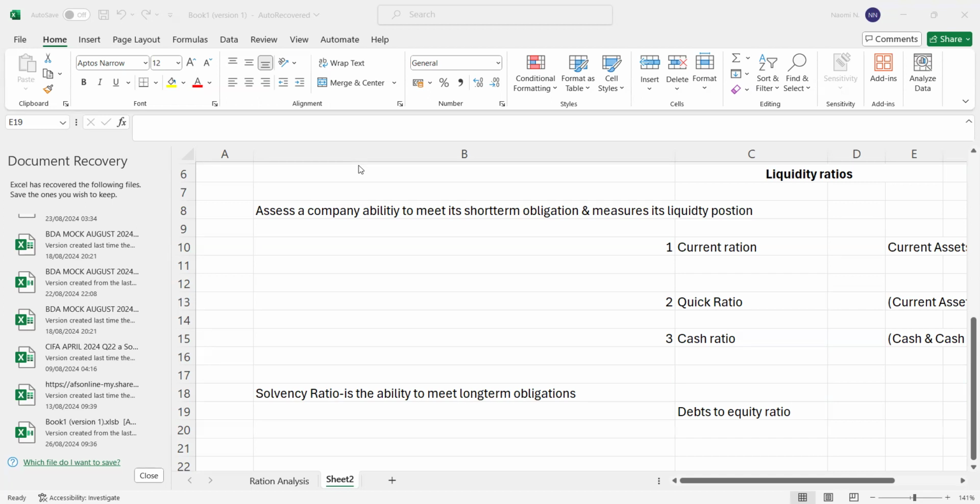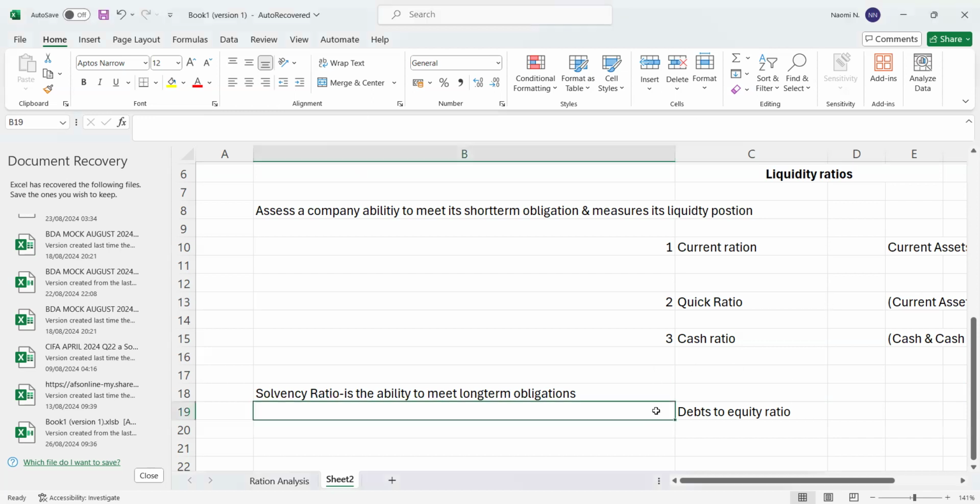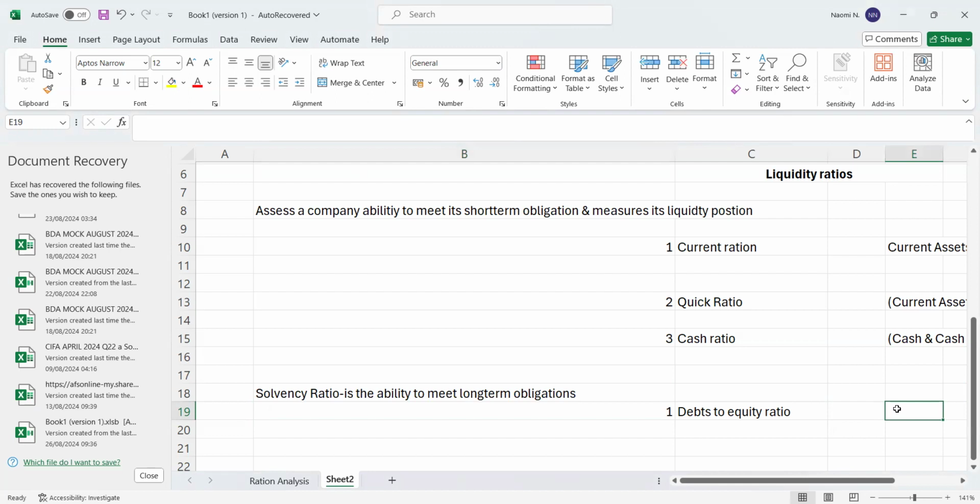So one of the ratios that we are going to start with, number one, is the debts to equity ratio, and it is calculated by total debts divided by total equity.